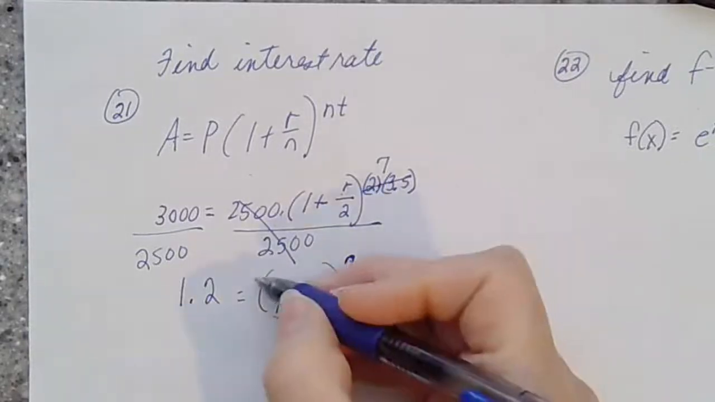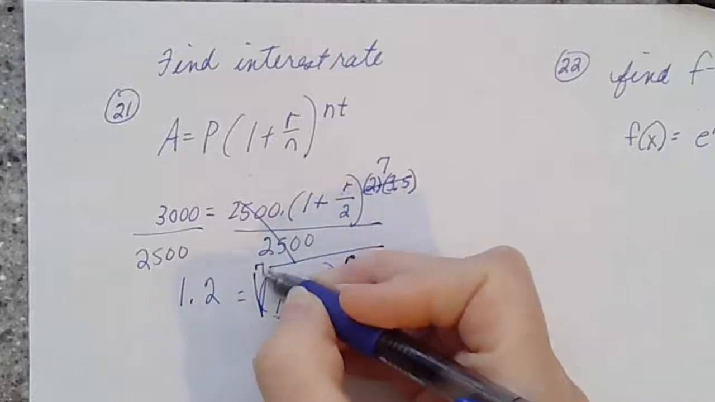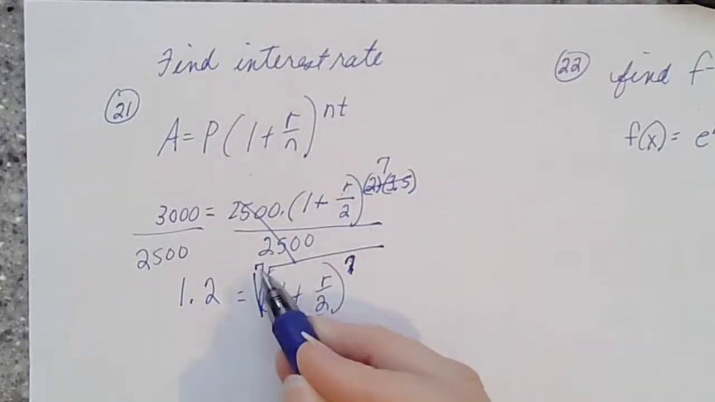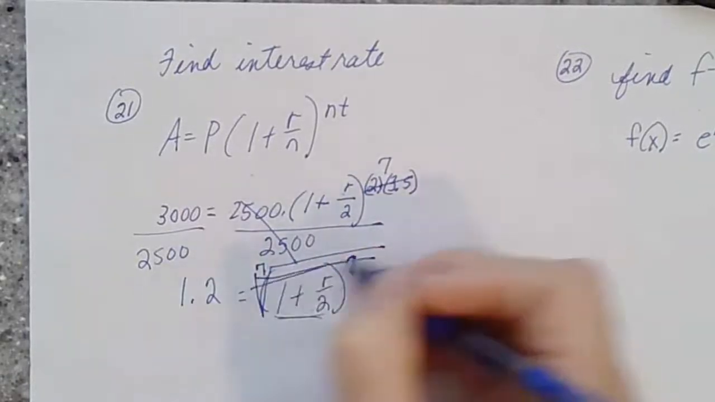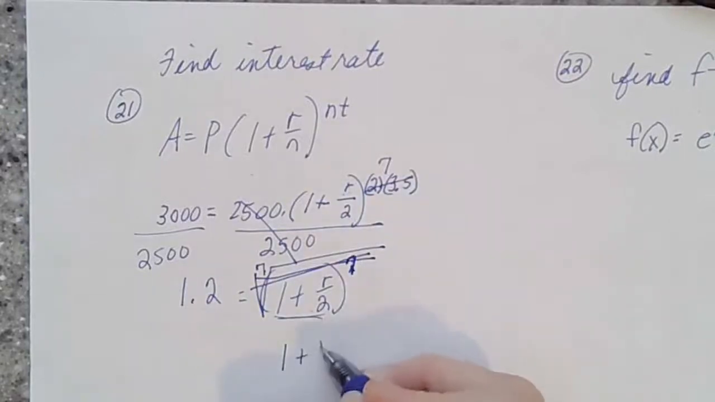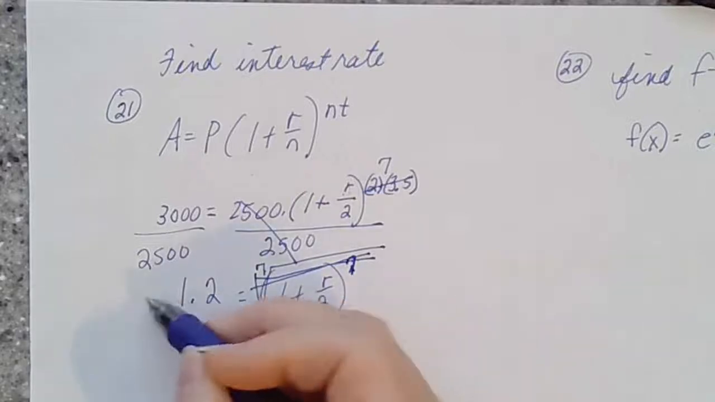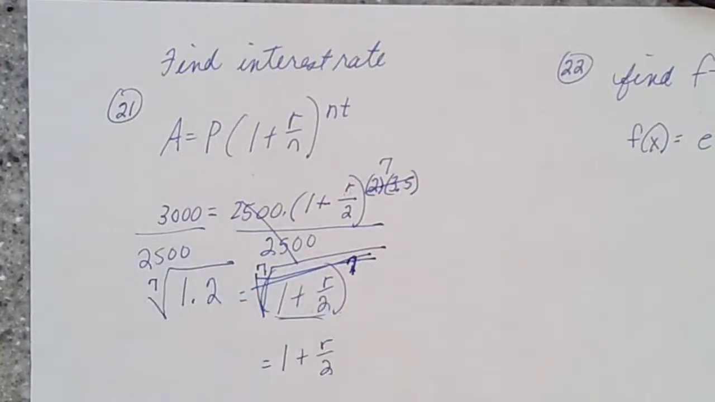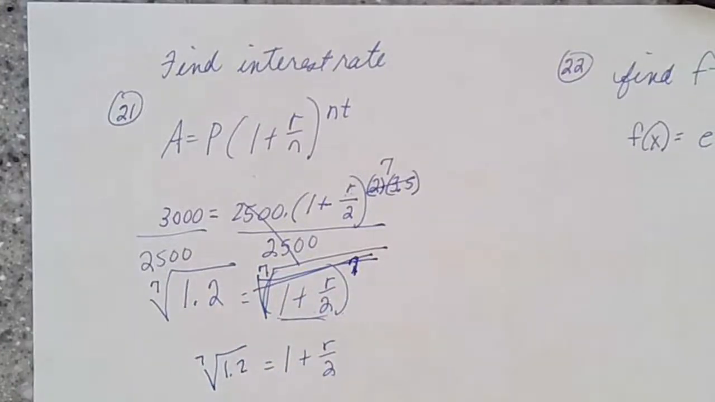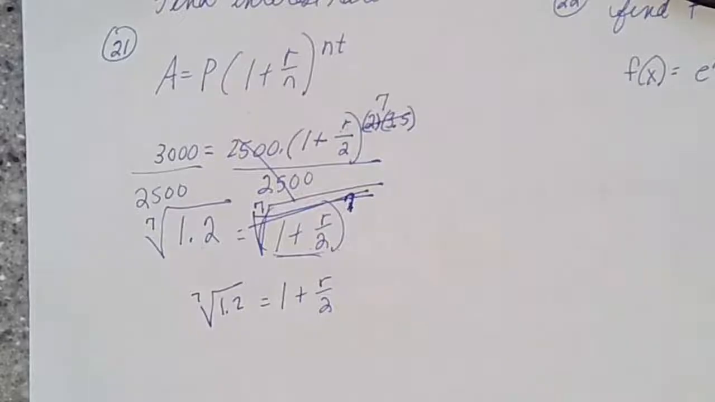So what I can do is take it to the 7th root. The 7th power and 7th root cancel each other out, leaving that 1 plus R over 2. But whatever I do to one side, I will need to do to the other side. So 7th root that side. How do you take the 7th root of 1.2, you might say? This may be the first time we've had to do something like that in this class.